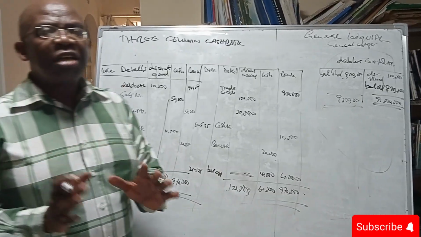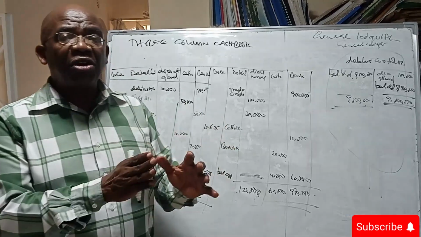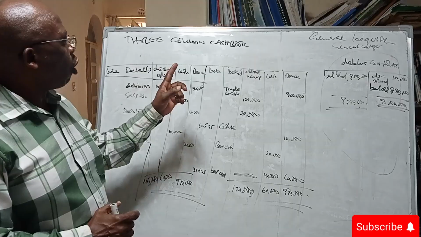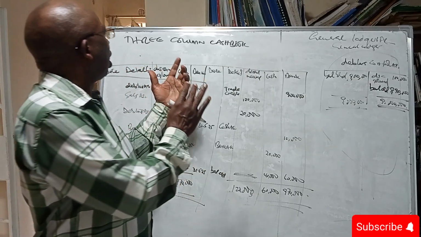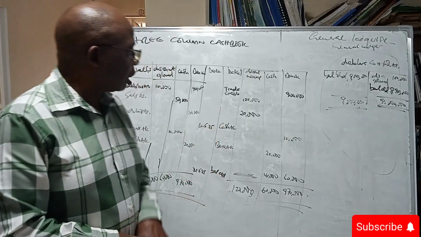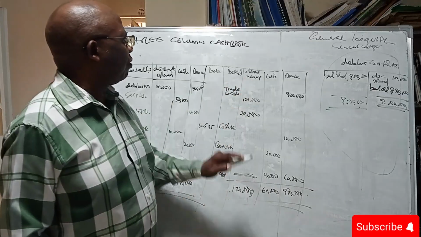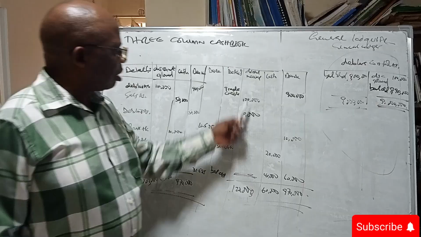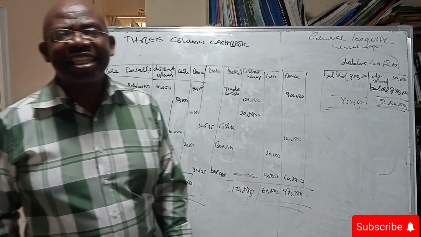I want to repeat. If you want to understand this cash book, you need to study the 2-column, because I have a video in which I've explained in detail how to prepare a 2-column cash book. And this 3-column is building on the 2-column cash book. The only difference is the discount allowed and discount received. Discount allowed is an expense, and discount received is an income.